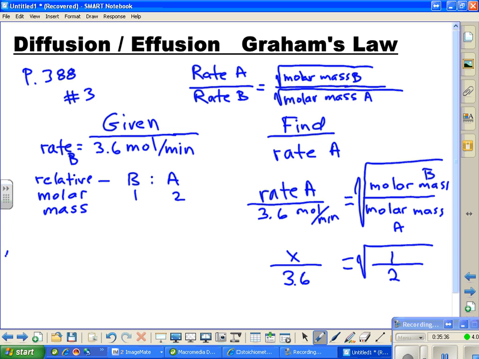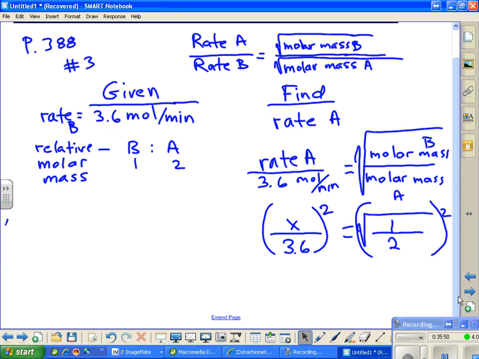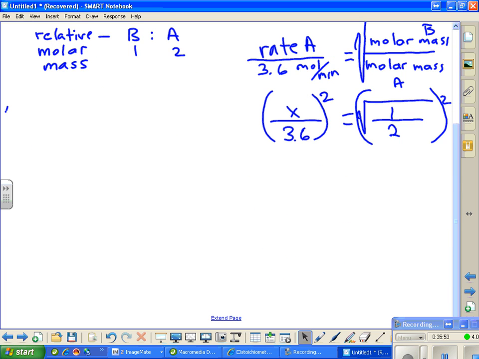Now, this is the trick that I was telling you about yesterday. Squared, squared. Now, why did I do that? Get rid of that radical, right? So, now all we have to do is solve this little dude, and we get x squared over 3.6 squared is equal to 1/2. So, someone give me 3.6 squared?